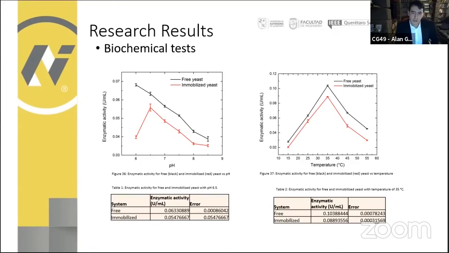And we can see also there is a temperature graph for the free and the immobilized yeast. In this case, we don't see any shift in the optimal temperature, which, well, it was too much to expect for both of them to change.